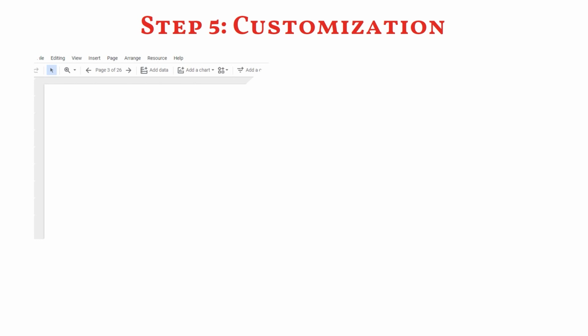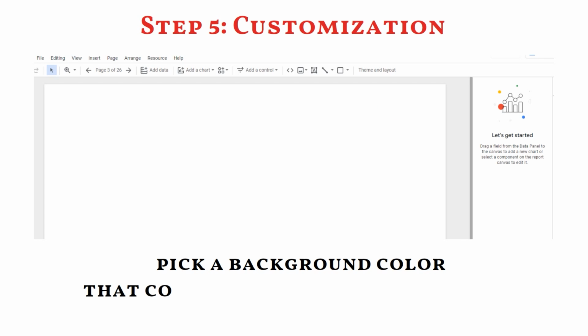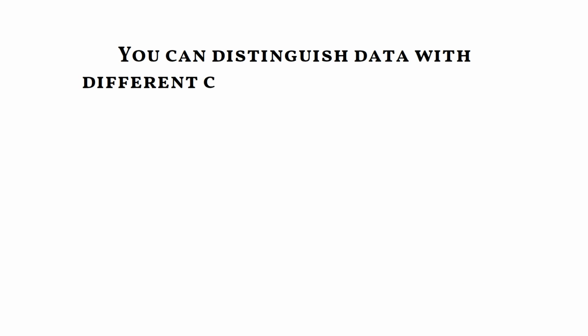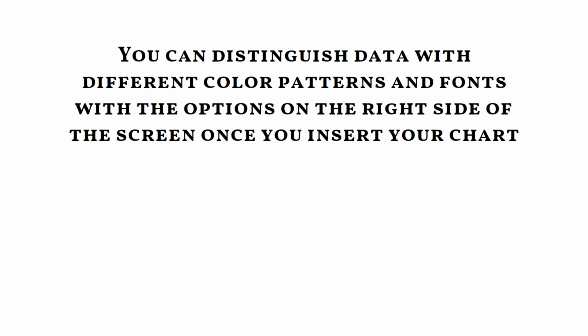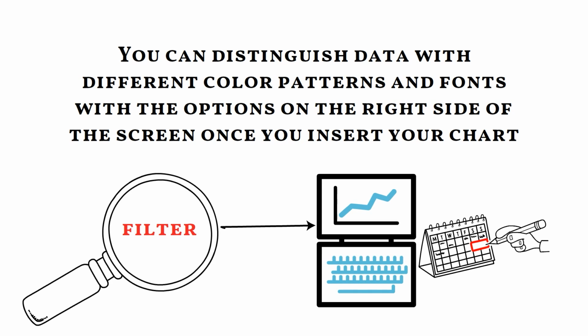Step 5 is customization. You can change the theme using the theme and layout option to further modify and elevate the presentation's air of professionalism. Pick a background color that complements your brand's logo. You can distinguish data with different color patterns and fonts with the option on the right side of the screen once you insert your chart. Using the filter option, you can also narrow your data to a specific statistic or date.